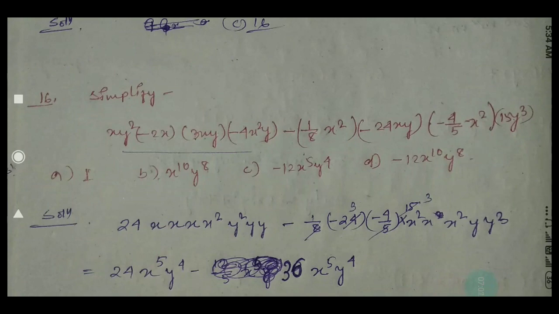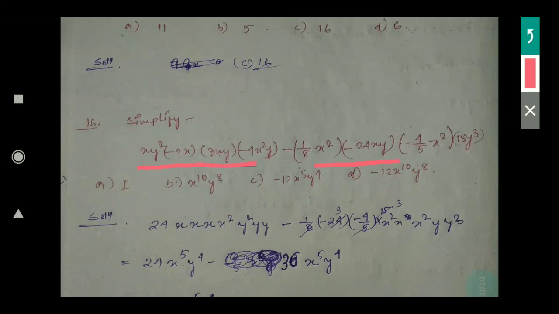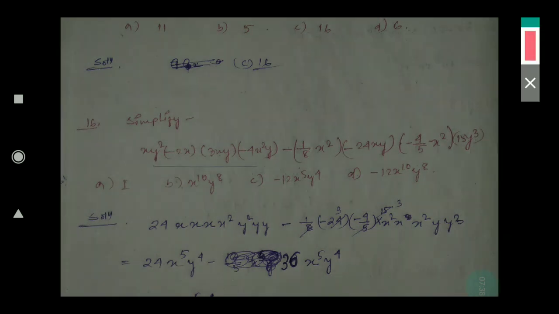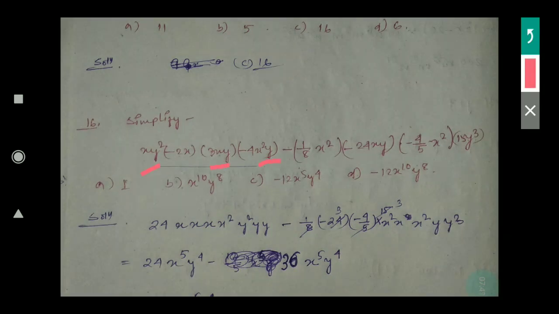Simplify. Here a minus term is there, that means this is one term, this is one term. So first of all do the multiplication of the constants. Minus 2, 3, minus 4: minus 2 and minus 4, two minuses, that means it will become plus. So now multiply the constant terms. 2 3s are 6, 6 4s are 24. Now the factors: x, also x, here x is square. So x into x into x square. The next is y square, here also y, here also y.